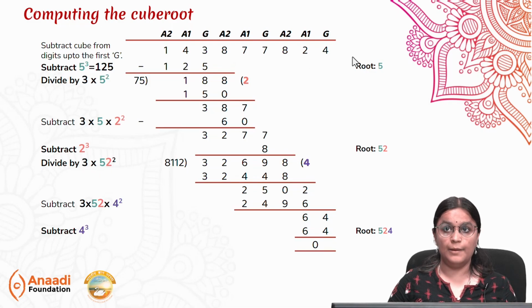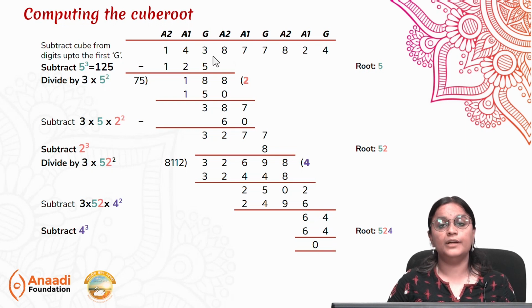Now, I invite you to try computing the cube root of the number given here on the screen. Remember, once you mark all the sthanas, to take into account the digits till the first Ghanasthana which you encounter. So, in this case, this will be 143. I hope that you will pause the video here, do the calculations and check your final answer.